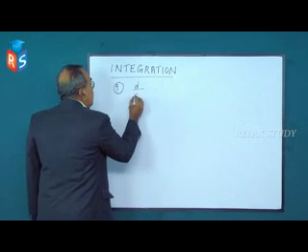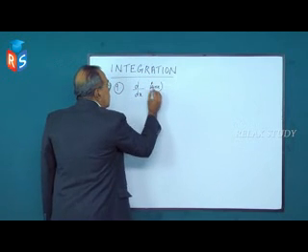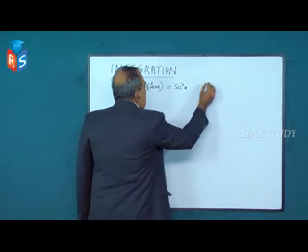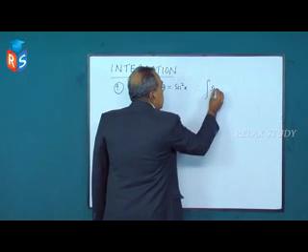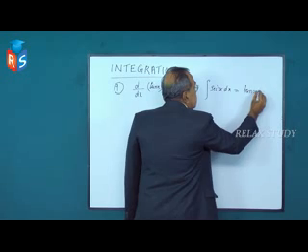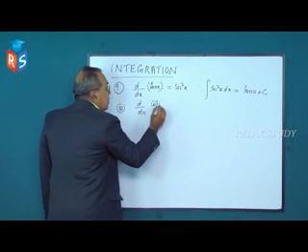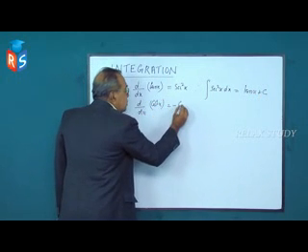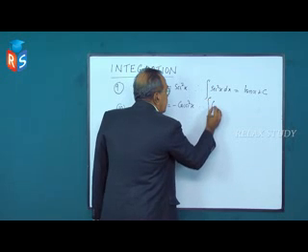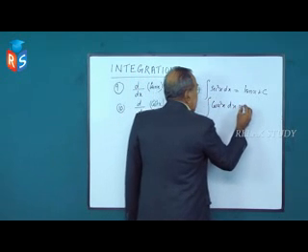9. D by dx of tan x is equal to sec squared x. Therefore, the integral of sec squared x dx is equal to tan x plus c. 10. D by dx of cot x is equal to minus cosec squared x. And therefore, the integral of cosec squared x dx is equal to minus cot x.